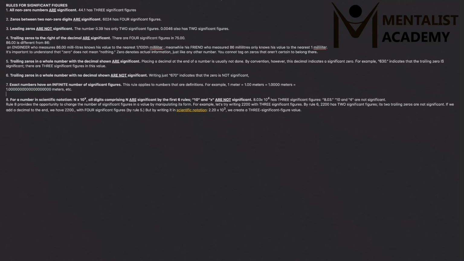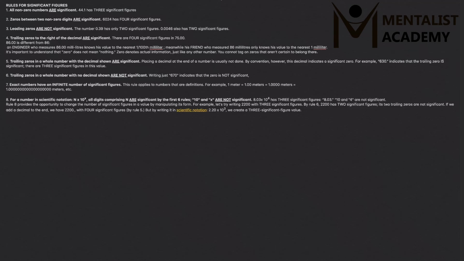And according to the fourth rule, trailing zeros to the right of the decimal are significant. So all the zeros to the right are significant. So 1 meter can also be written as, this 1 meter has only one significant figure. 1.00 meters has 3 significant figures. 1.0000 meters has 5 significant figures, and so on. We can write an exact number with an infinite number of significant figures.